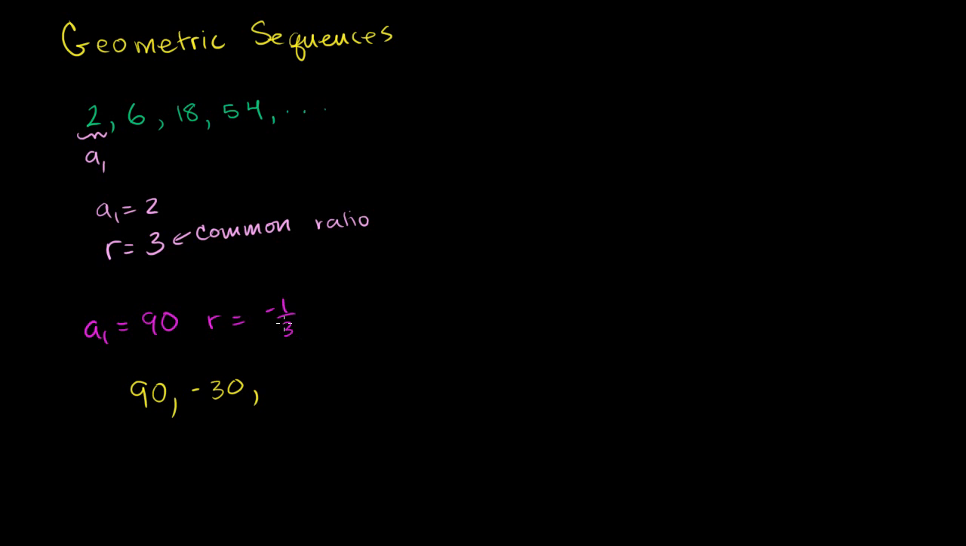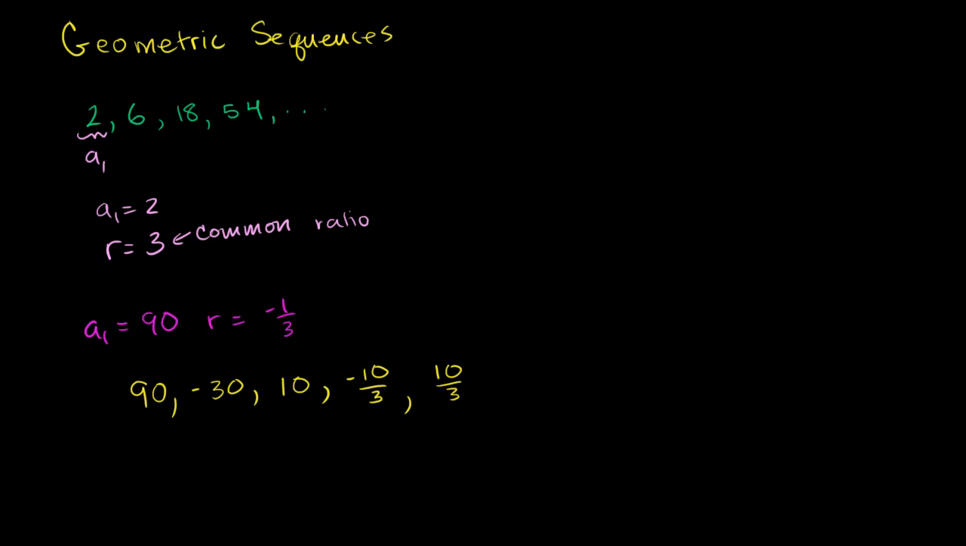Then the next number is going to be -1/3 times this. 1/3 times 30 is 10. The negatives cancel out, so you get +10. Then the next number is going to be 10 times -1/3, or -10/3. And then the next number is going to be -10/3 times -1/3, so it's going to be +10/3. And you could just keep going on with this sequence. So that's what people talk about when they mean a geometric sequence.